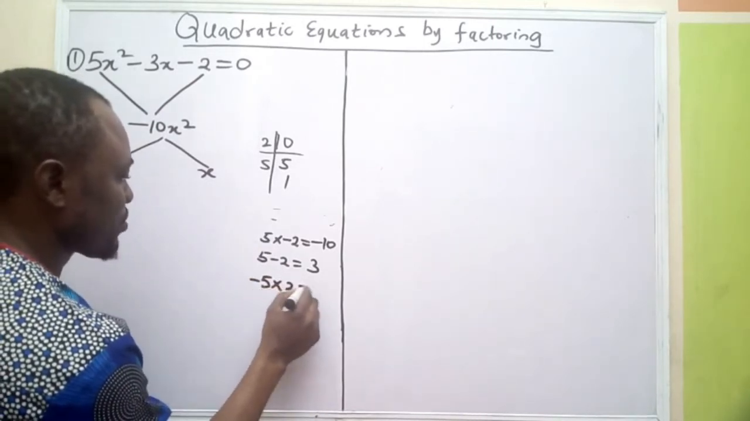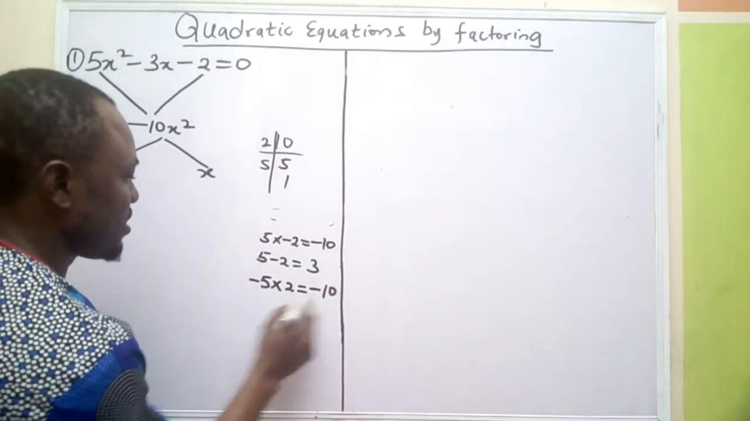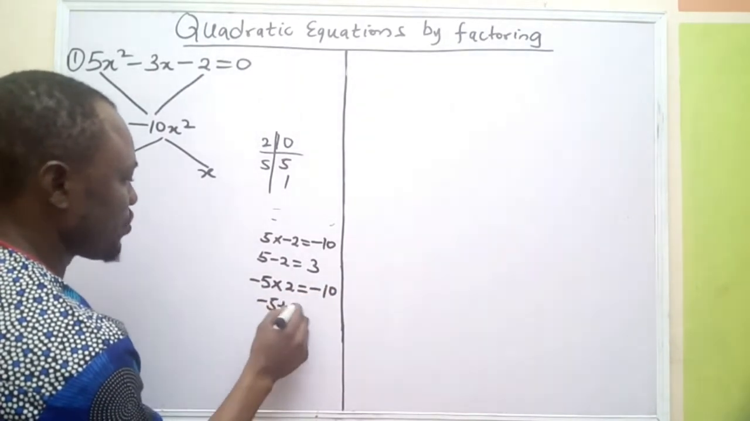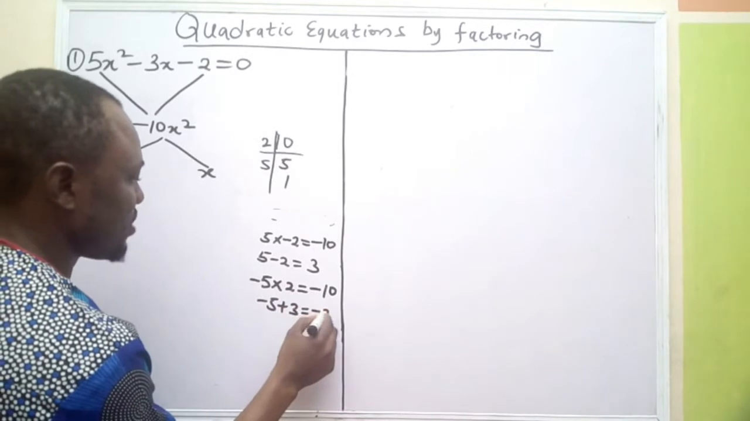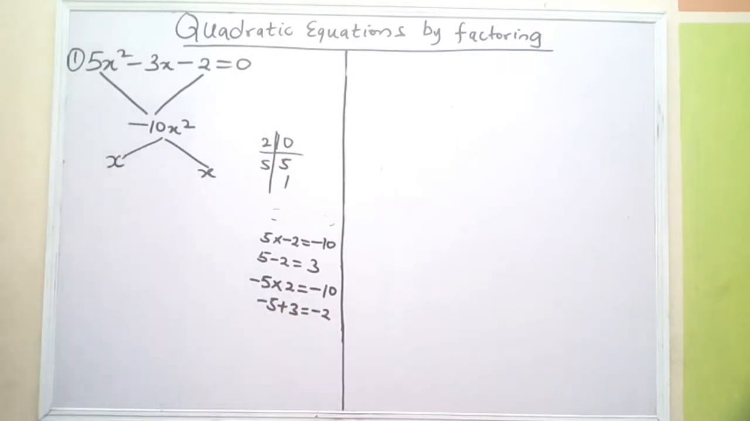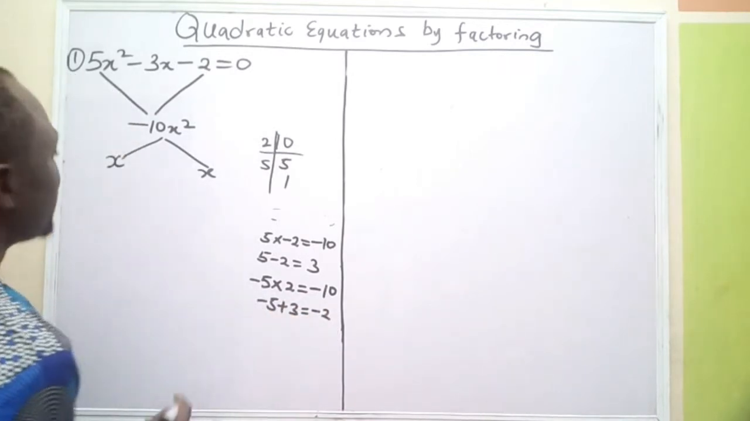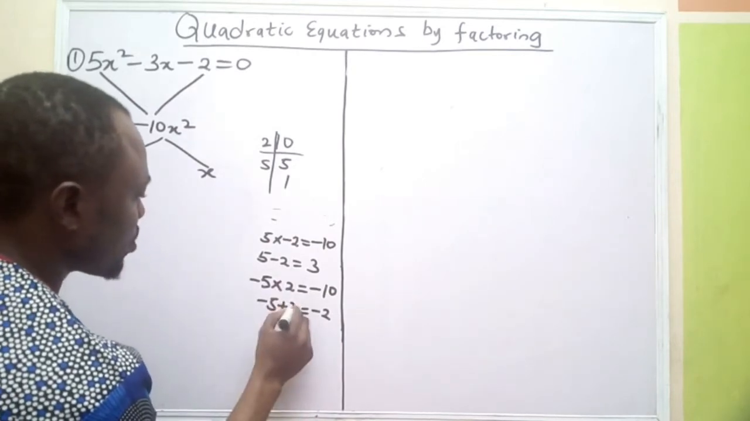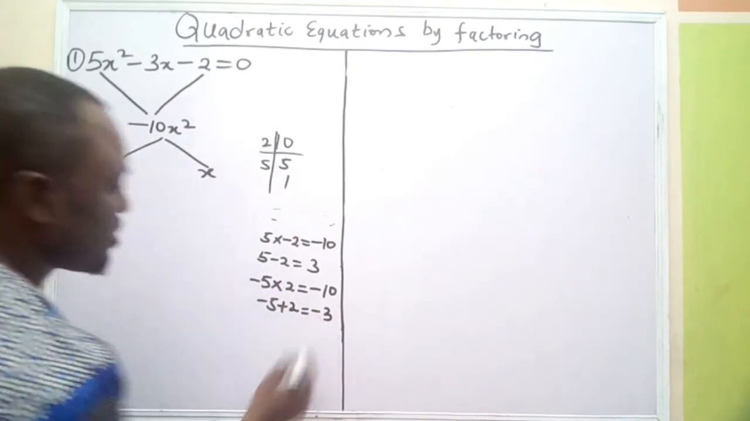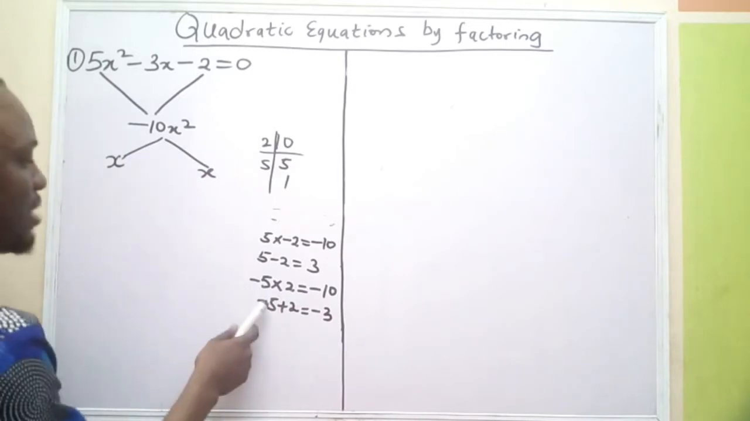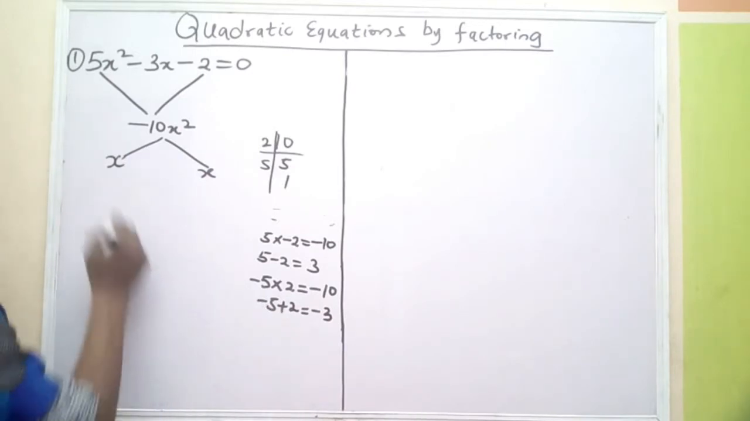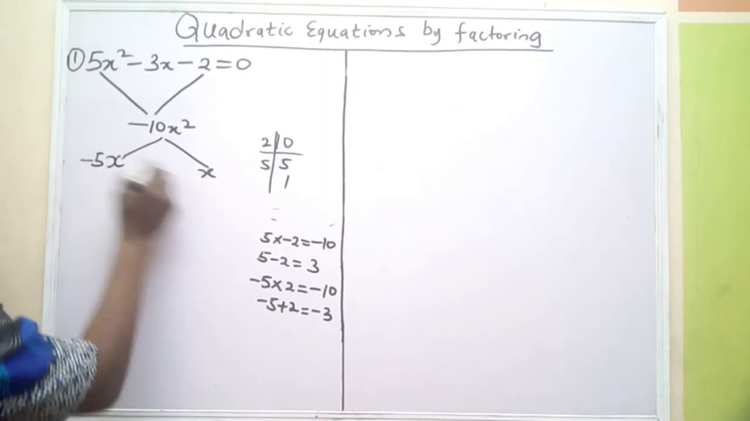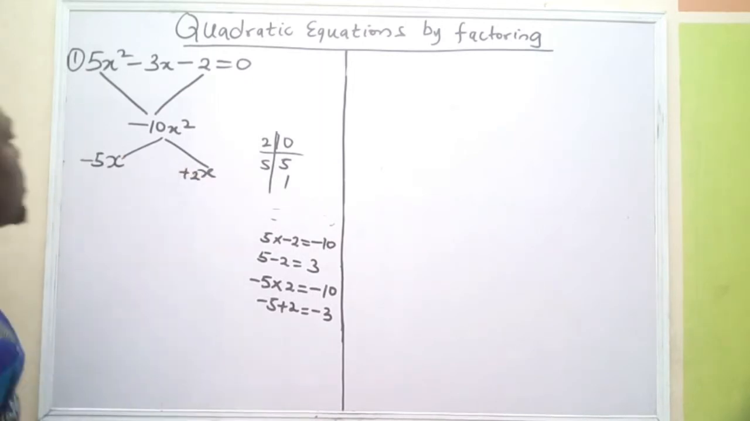Minus 5 times 2 will give me minus 10. Minus 5 plus 2 will give me minus 3. So the factors are actually minus 5 and plus 2. So I'm going to write minus 5 and plus 2.